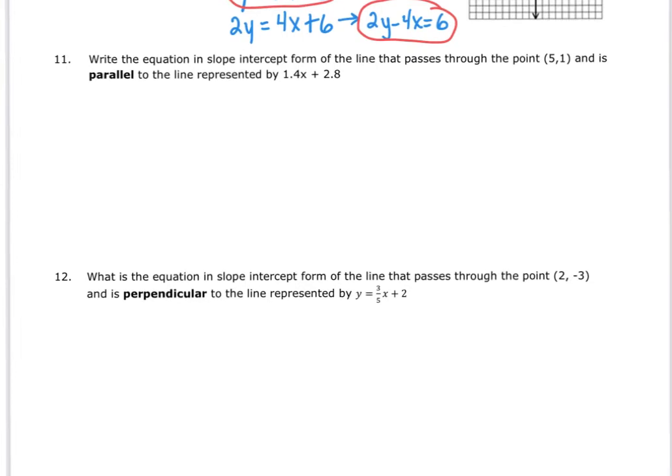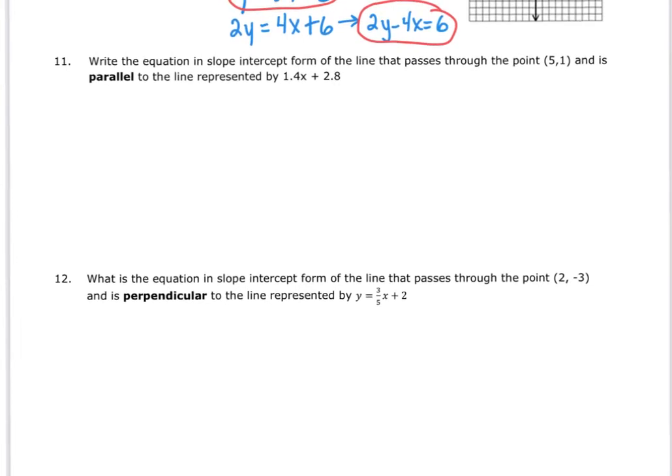Again, don't be intimidated. Just take it piece by piece. In this equation, it says to write the equation in slope-intercept form. Okay, so that's something I want to identify there. Slope-intercept form is y equals mx plus b.